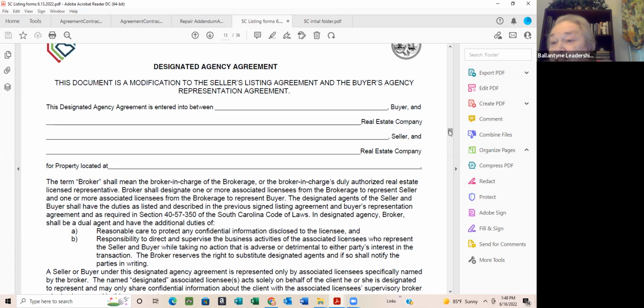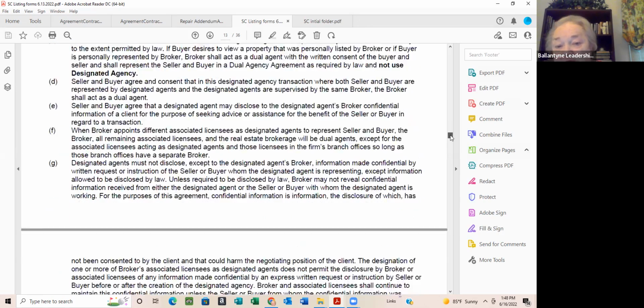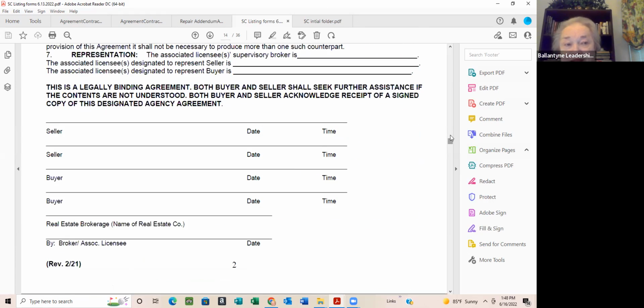Remember, on a dual agency, nothing's kept confidential. Everything has to be shared on both sides. Not so in designated. Designated agency, the designated agents can still follow the rules of fiduciary duties to their respective client. Now, on this particular form, on the back side, you'll see under number 7, you'll see these lines here.